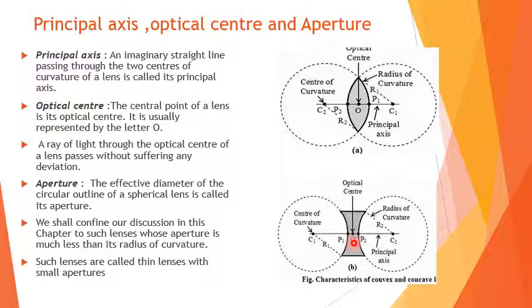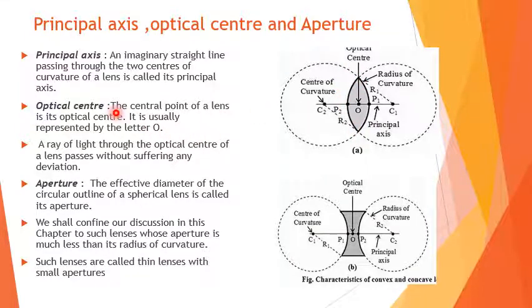What is P? P is the pole for mirrors, but these are lenses, so still P will mean the center of that curved surface. This is the curved surface and this is its center. Same here, this is the curved surface and this is the center.